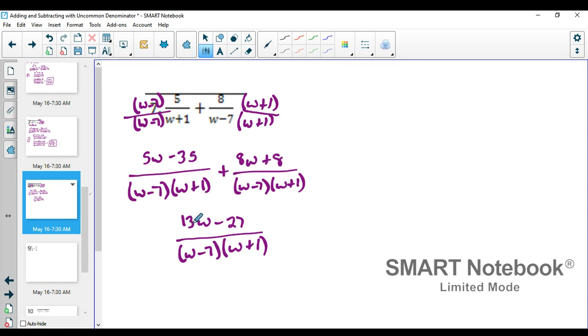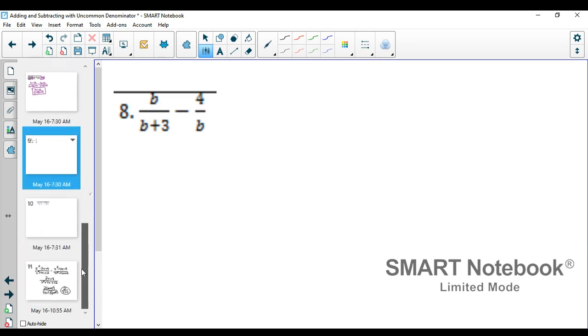Now, if you look at this, 13 and 27 have absolutely nothing in common because 13 is a prime number. And this is it. We're done. Can't go any further with that one. So we're going to leave it the way it is. All right, number 8.